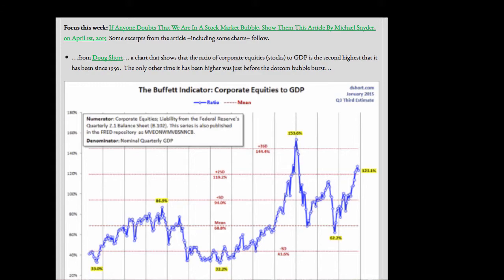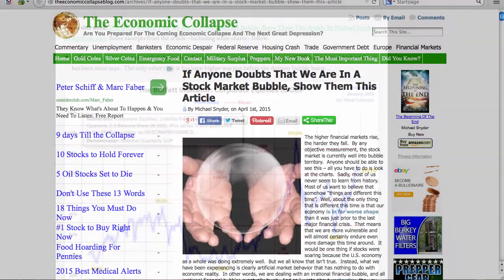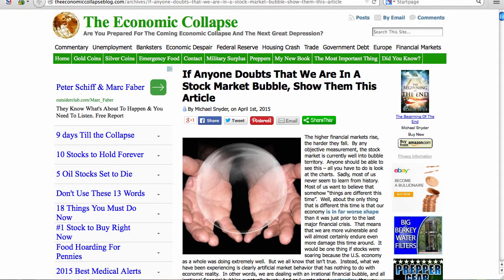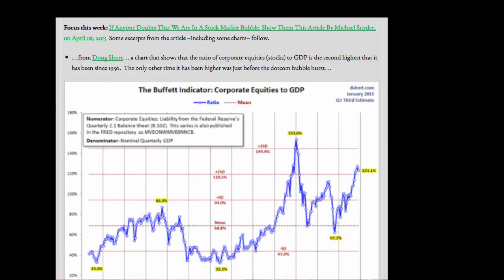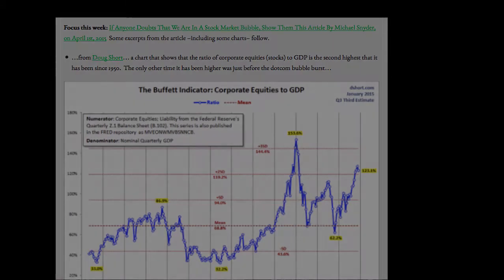Focus this week. If anyone doubts that we are in a stock market bubble, show them this article by Michael Snyder on April 1st, 2015. Some excerpts from the article, including some charts, follow. From Doug Short, a chart that shows that the ratio of corporate equities to GDP is the second highest that it has been since 1950. The only other time it has been higher was just before the dot-com bubble burst.